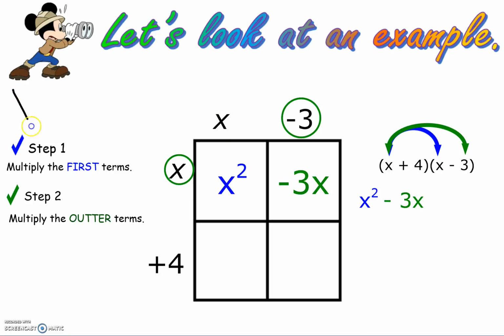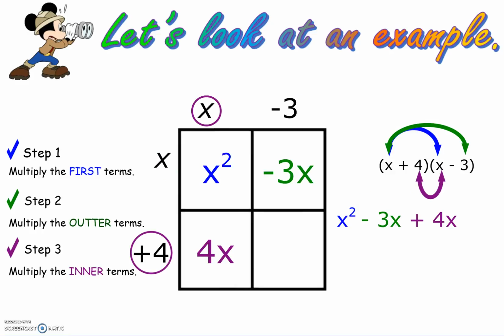All right, step 2, make sure you're writing these steps. Step 2 is multiply the outer. So you have x times a negative 3, which gets you negative 3x. Notice that our same answers algebraically are going to look the same in the box. Step 3 is to multiply the inner. So you're going to have 4 times x, which gets you 4x. All we're doing is distributing.